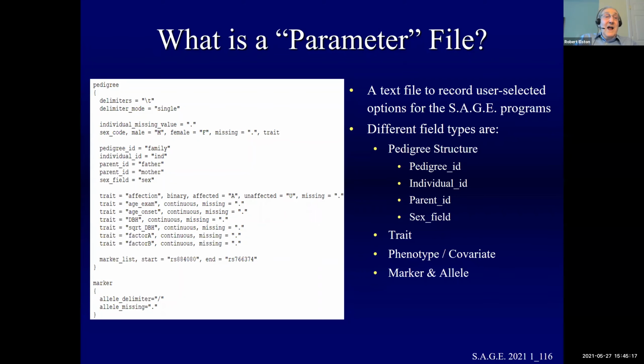Okay. And after that, you have the trait, and it tells you here the trait equals affection, binary, affected A, unaffected U, missing dot. So now you've defined that you want your trait to be a binary one with the values A for affected, U for unaffected, and dot for missing. Then you've got age at exam, age of onset, DBH, this, that, and the other. These are phenotypes and covariates. So what's the difference between a phenotype and a covariate?